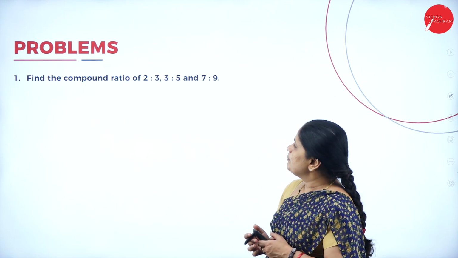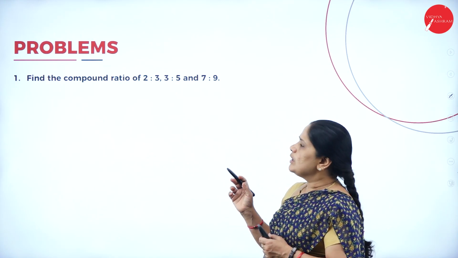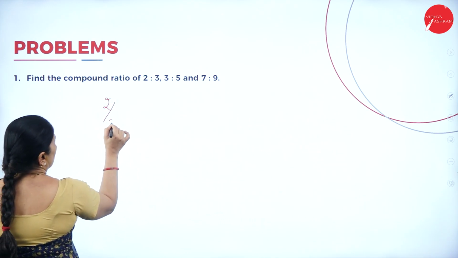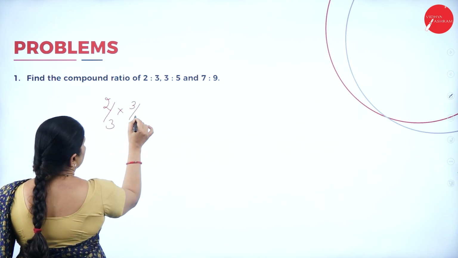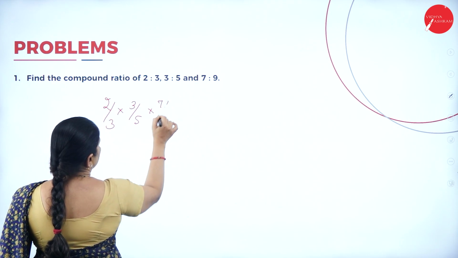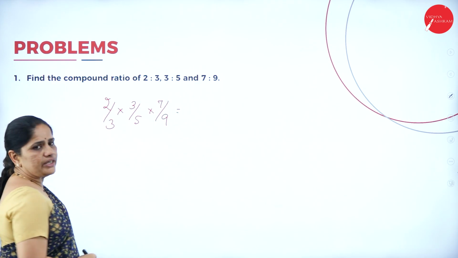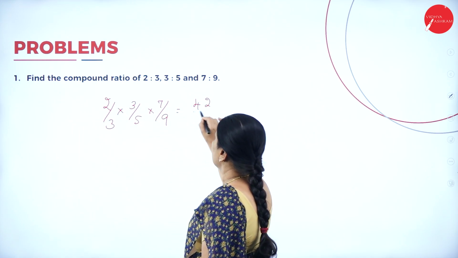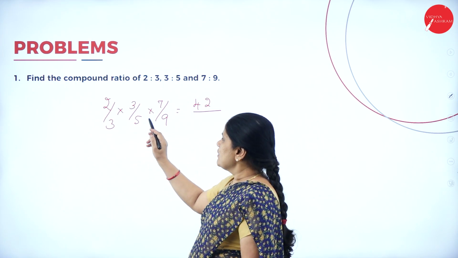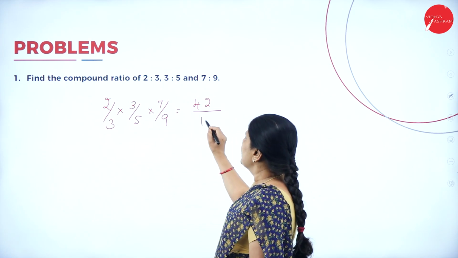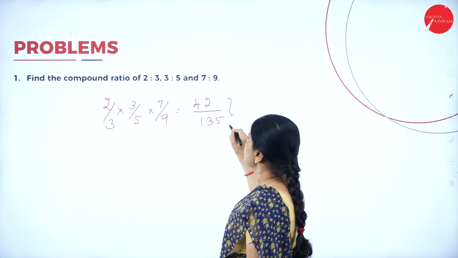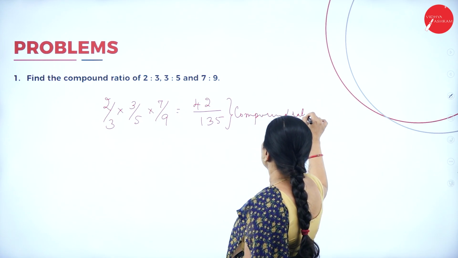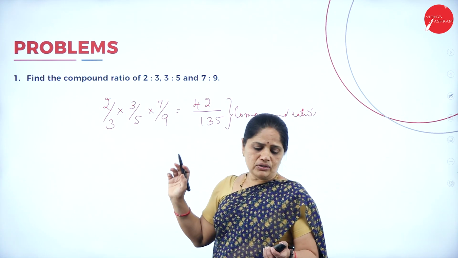Then, find the compound ratio of 2:3, 3:5 and 7:9. To find the compound ratio, 2 by 3 into 3 by 5 into 7 by 9. When you multiply all this, 2 3s are 6, 6 7s are 42. 42 divided by 3 5s are 15, 15 9s are 135. So, this is the compound ratio. When you multiply all the ratios together, we get the compound ratio.